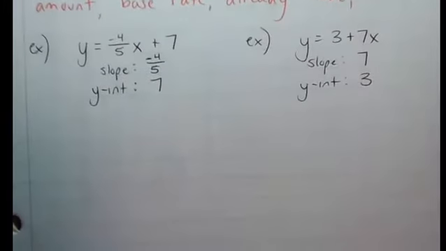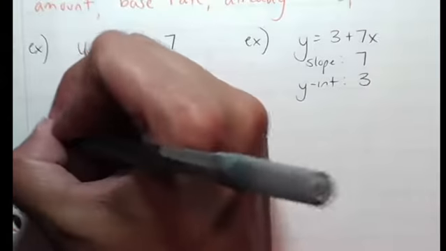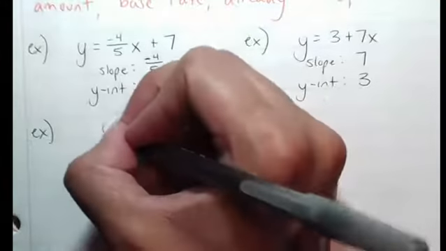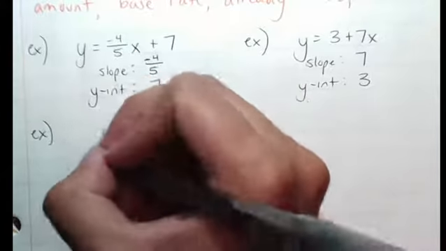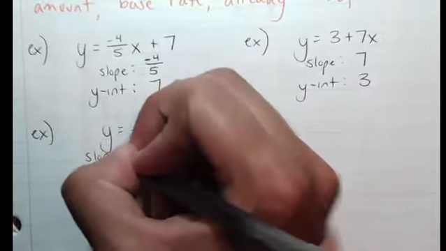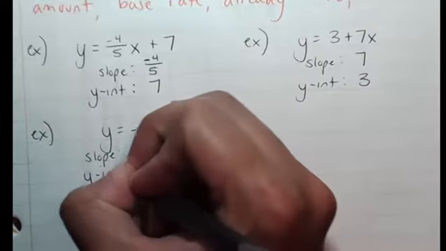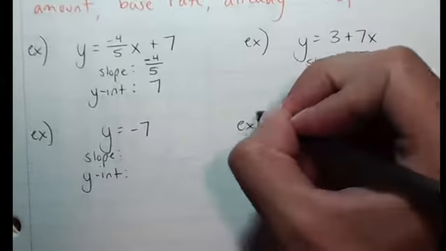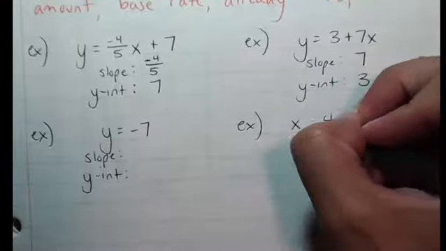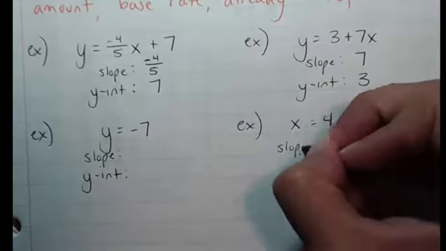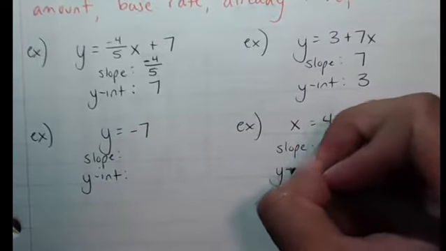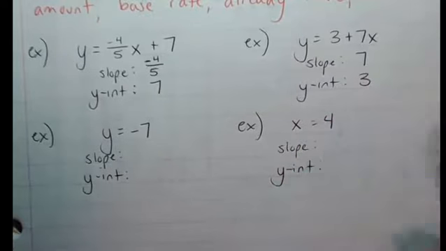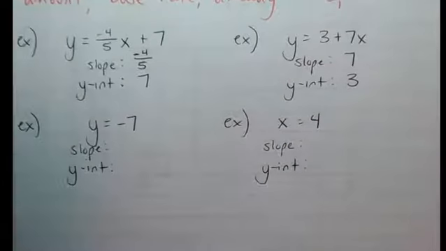Okay, I want you to try these last two by yourself, and then we'll discuss. So y equals -7. Tell me what the slope is as well as the y-intercept. And x equals 4. What's the slope? And what's the y-intercept? You might have to go back in your notes to look. I'll give you a second to work on that. Talk with your neighbor if you need to.